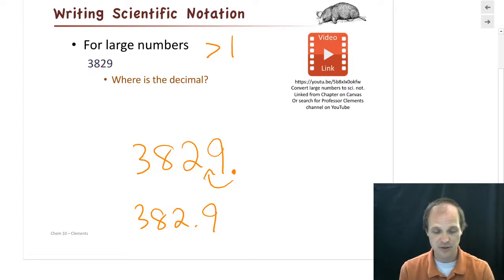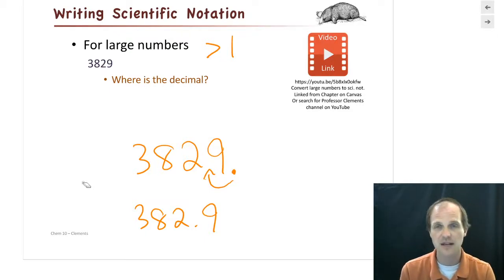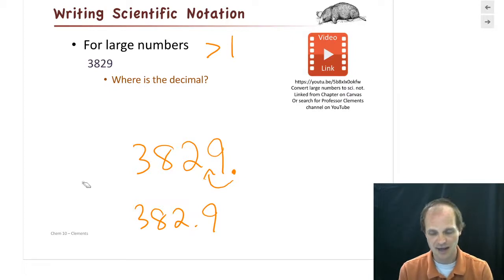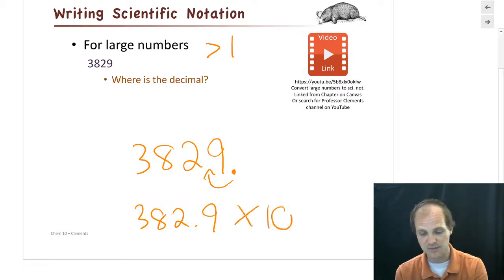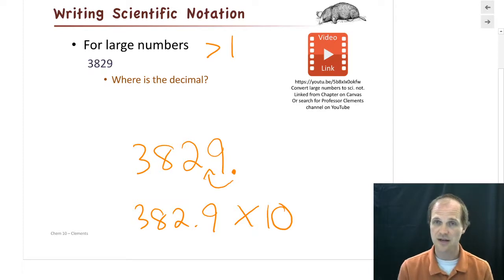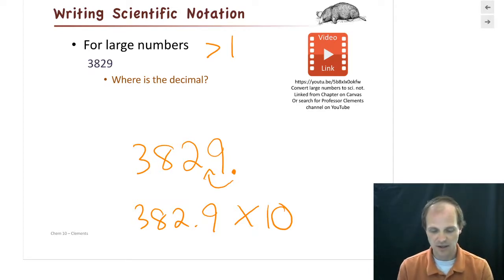And I'm going to get 382.9. Now, are those two numbers the same? Is 3,829 the same as 382.9? And the answer is no. They're the exact same digits, right? But moving that decimal point changed my value. If you had $3,800 in the bank one day, $382 in the bank the next day, you'd be like, hey, bank, you made a mistake somewhere. Please fix that. And how they would fix that is they would multiply by 10. Because 382.9 times 10 is 3,829. Cool.